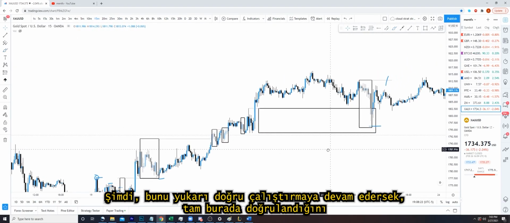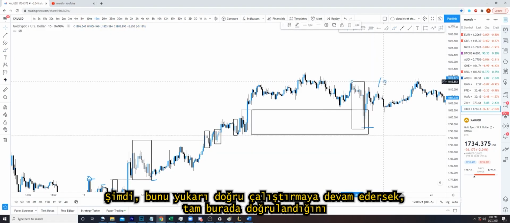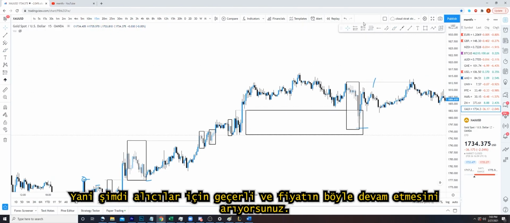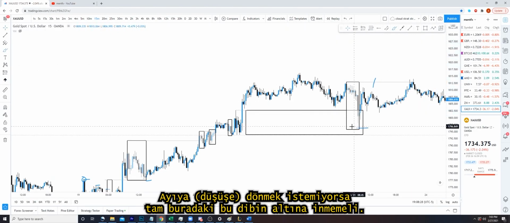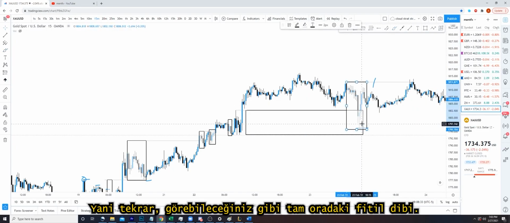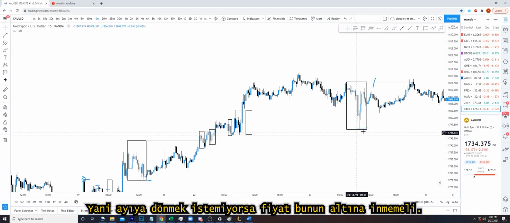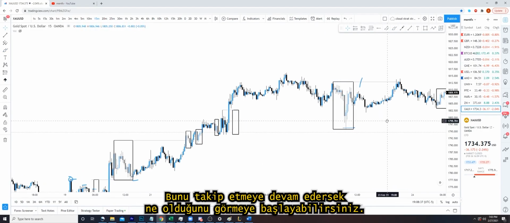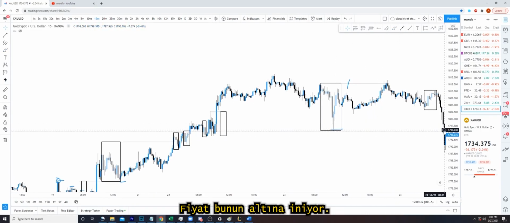Now, as we keep running this up, you can see that that gets validated right here. So now it's valid for buys, and you're looking for price to continue as such. Shouldn't get below this low right here unless it wants to. So again, that's that wick low right there, as you can see. So price should not get down below this unless it wants to shift bearish. If we keep following this, you can begin to see what happens. Price does get down below it.